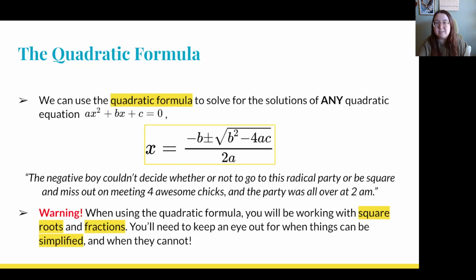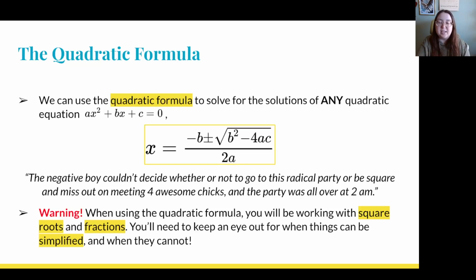It will work every single time, but it is longer, it is cumbersome, it's got square roots and fractions, so it's kind of a toss-up on what is considered easier. Factoring is generally considered easier when you can factor, but the quadratic formula is used for when you can't factor. So we can use the quadratic formula to solve for the solutions of any quadratic equation, which is ax squared plus bx plus c equals 0. So the quadratic formula solves for x in this case.